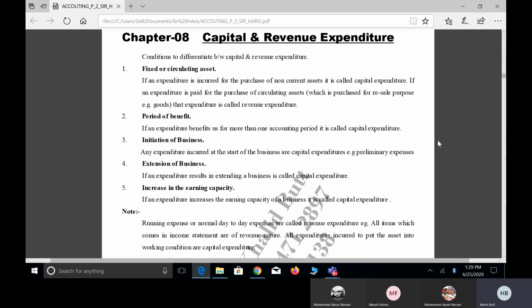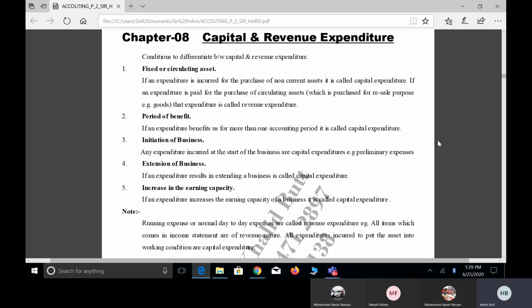Okay, let's move forward. We were discussing capital and revenue expenditure, fixed or circulating asset. If an expenditure is incurred on the purchase of a non-current asset, it is a capital expenditure. And if an expenditure is incurred on the purchase of a circulating asset, which is purchased for resale purpose, it's a revenue expenditure. All those expenses which come in the balance sheet are capital expenditures, and all those items which come in the income statement are of revenue nature.